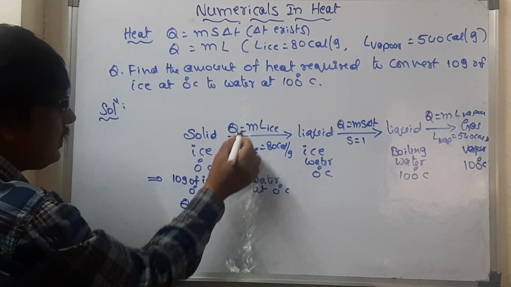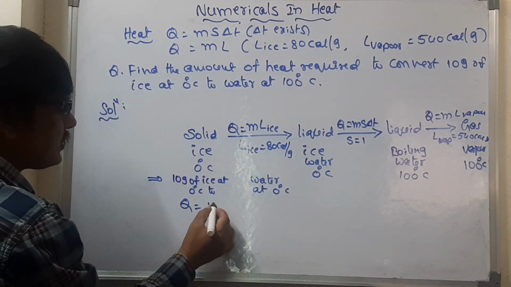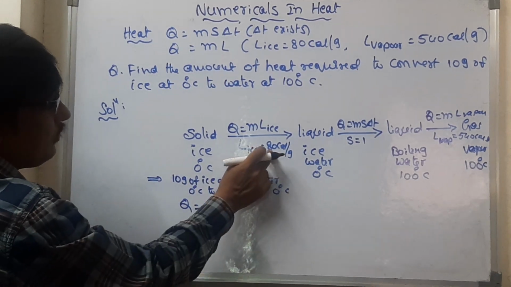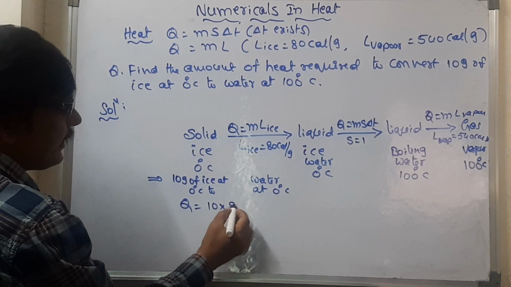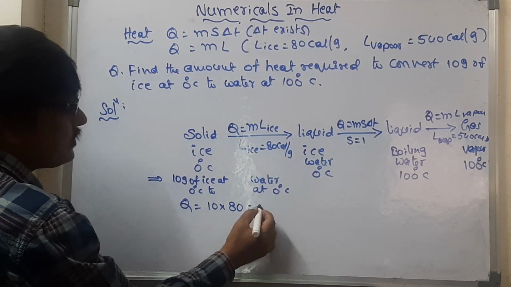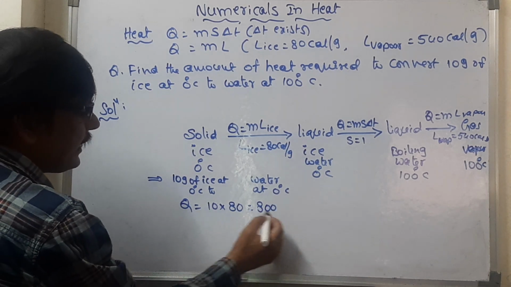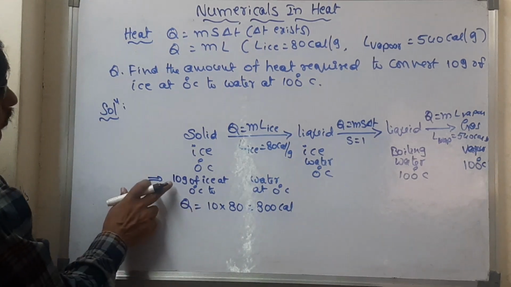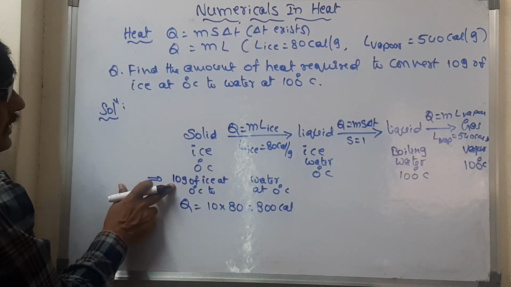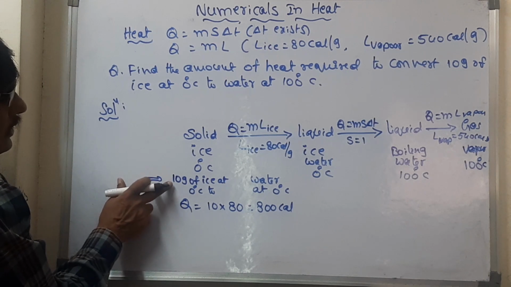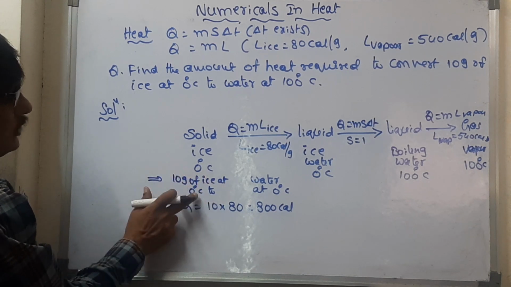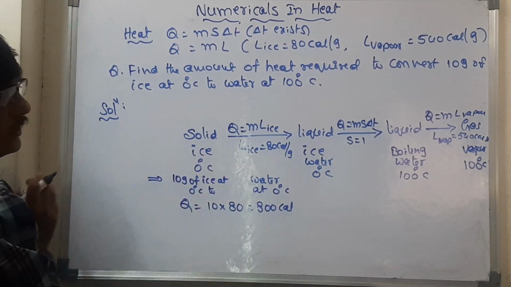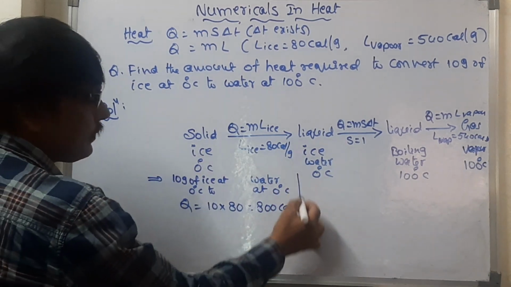So Q is equal to M, how much is given? 10 grams is given, 10 into L value, how much is that? L value we know is 80. So ultimately how much will it become? This will become 800 calories. So in this way we can do it. If asked to find the heat required to convert 10 grams of ice at 0 degree Celsius to water at 0 degree Celsius, this formula we should apply.